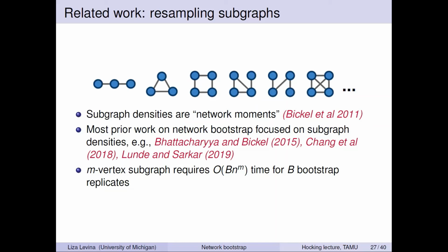Most prior work on network bootstrap actually focused a lot on this, because if you're just worried about some functional that has to do with this, you never have to stitch the network back together. You're just counting triangles, just sampling random triangles from across the graph. You never have to put them back together. You compute your functional and you can do this. Generally, it scales like n to the order of m, depending on how many vertices you use. So you can't do this for very big subgraphs easily. But if you're just doing these little things like that, it actually works quite well. You still have to do it B times.